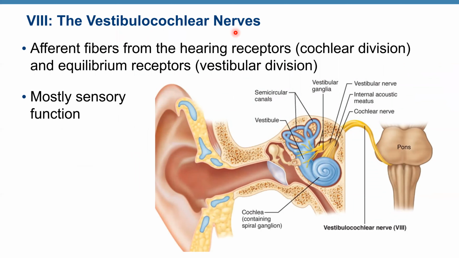Vestibular cochlear nerve. This one is mostly a sensory nerve. So it brings information from your cochlea for hearing, and this will be the cochlear branch, and from the vestibular apparatus, and this is the vestibular branch, and then they fuse together forming the vestibular cochlear nerve, right? And it attaches to the central nervous system just below the pons.